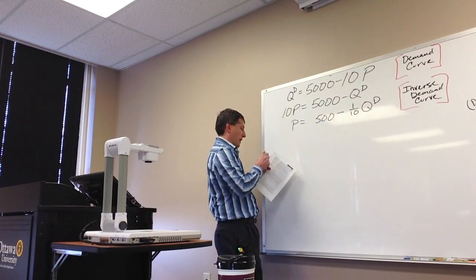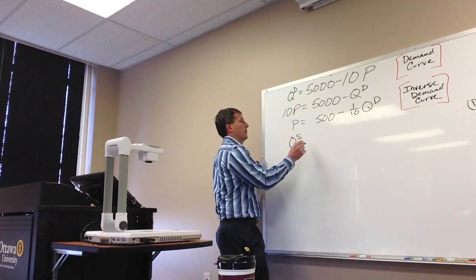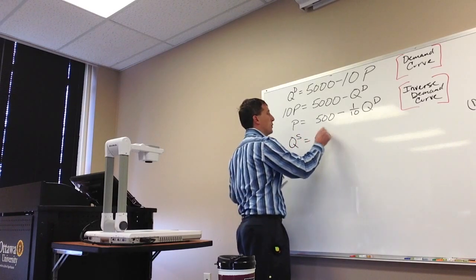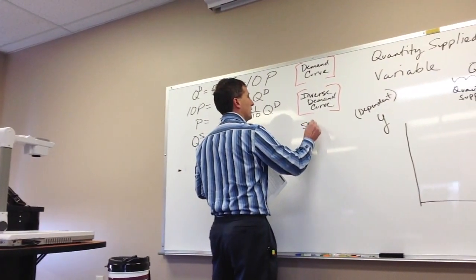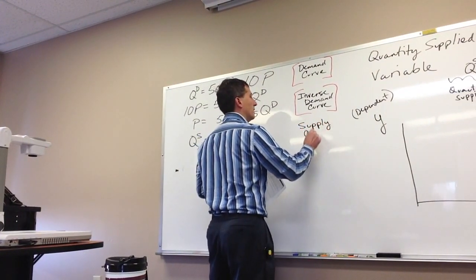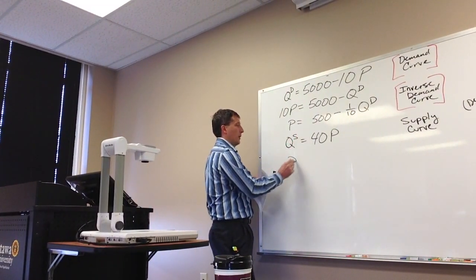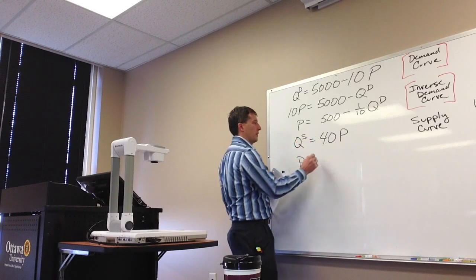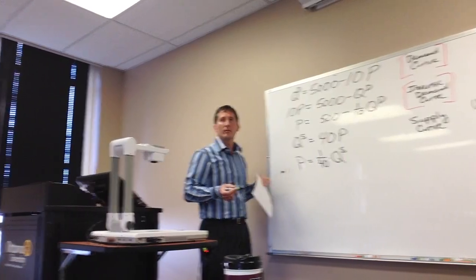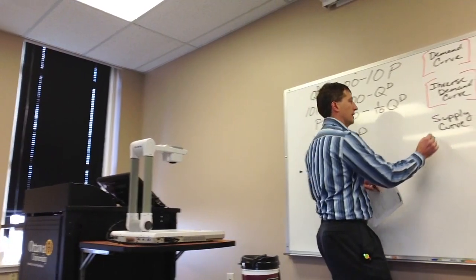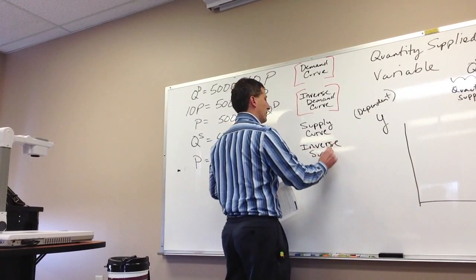All right, same thing with supply. So QS equals 40p in this case. So this is the supply curve. Move the junk around, we get this. And that is the inverse supply curve.